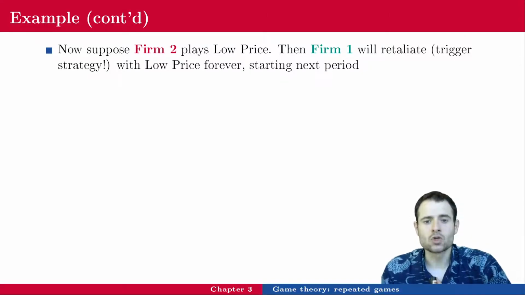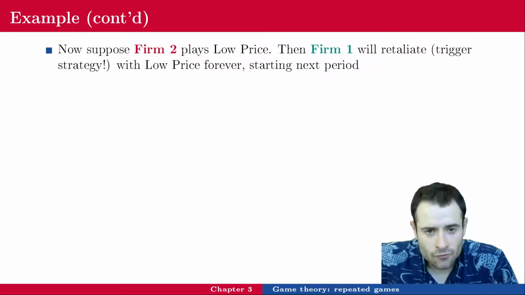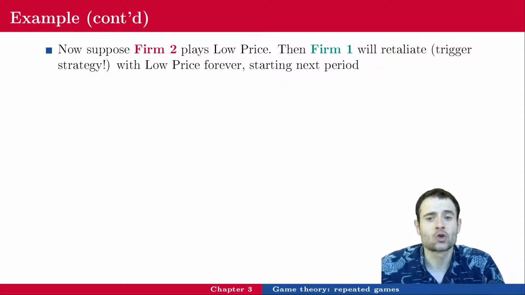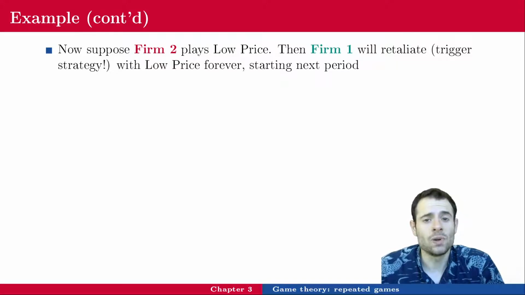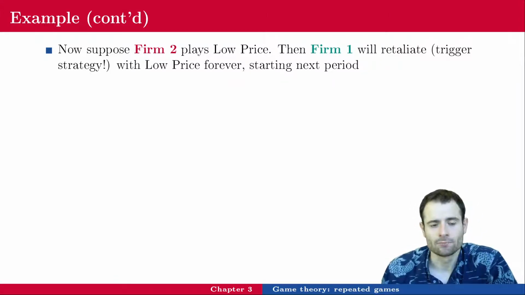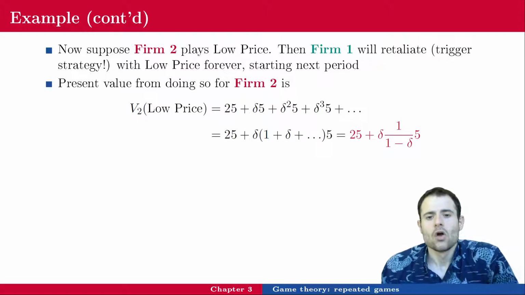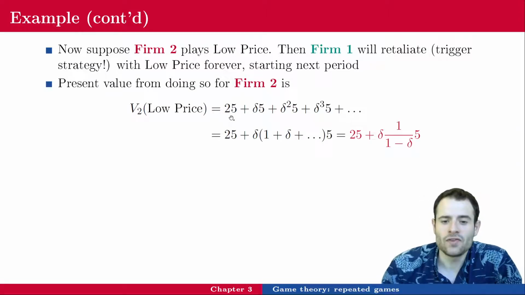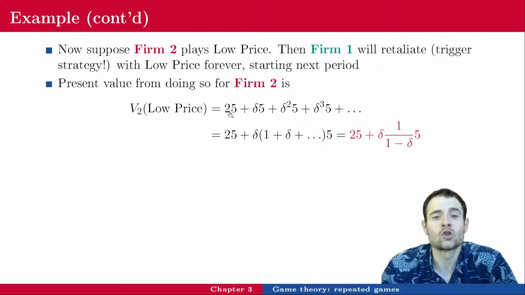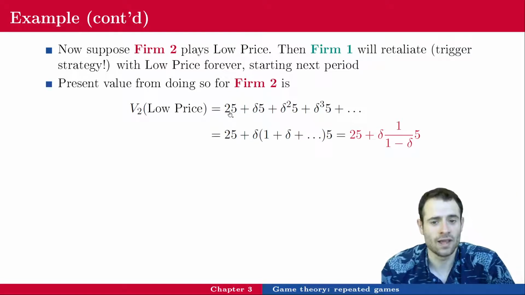So now suppose that firm 2 plays low price. If firm 2 plays low price, then firm 1 is going to retaliate. That's the trigger part. And it's going to play low price forever, starting the next period. So firm 2 is going to make $25 today. Why 25? Because firm 2 is playing low price, and firm 1, by grim trigger, is playing high price. That's what the strategy says the first day.